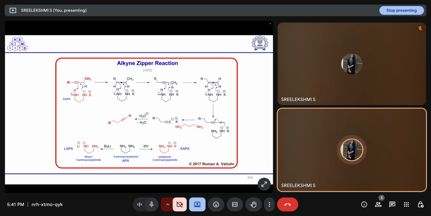So it is just the isomerization of an internal triple bond to a terminal position by utilizing this 3-aminopropylamine.